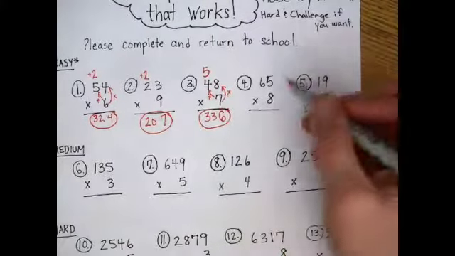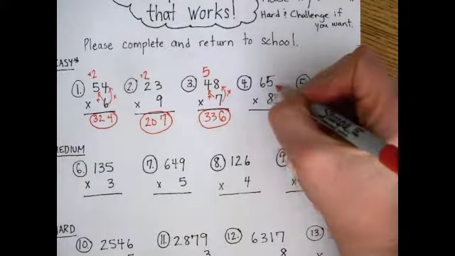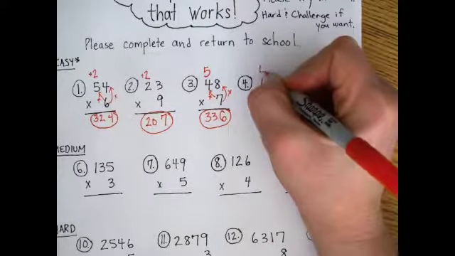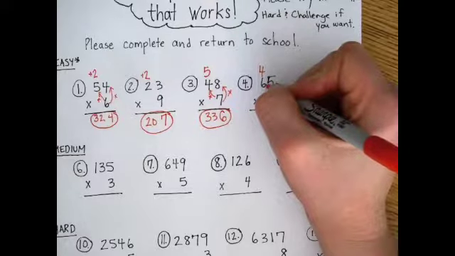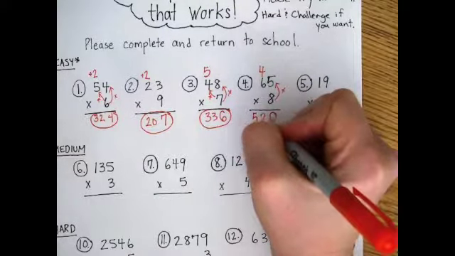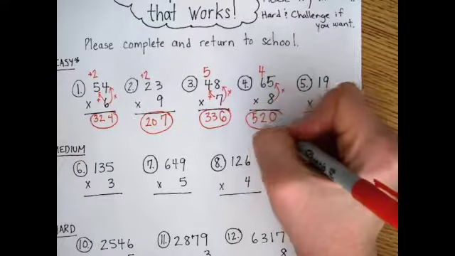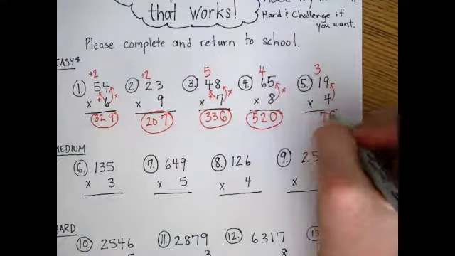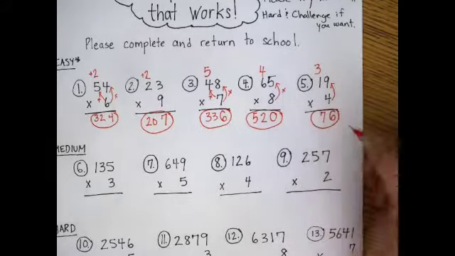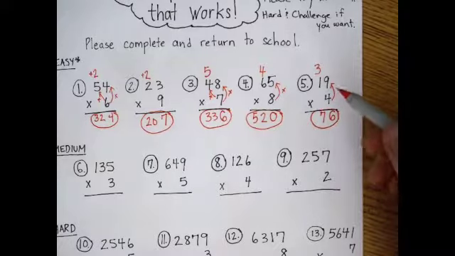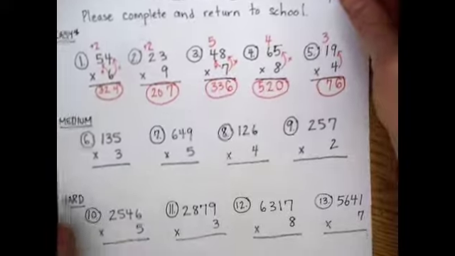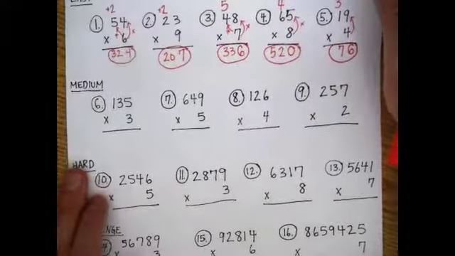Next, 65 times 8. 8 times 5 is 40. Put down the 0, carry the 4. 8 times 6 is 48, plus 4 is 52. So the answer for this one is 520. So the answer is 76. Alright, so you can see how knowing your basic multiplication facts will help you multiply much more quickly when you get into 2- and 3-digit multiplication.